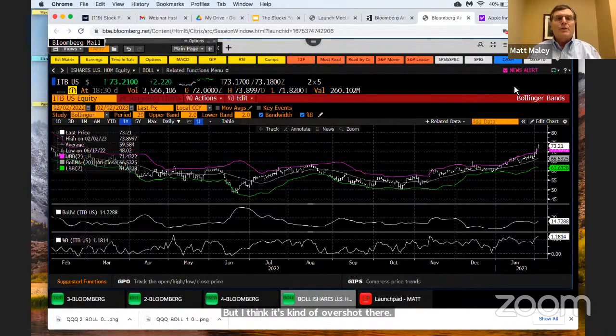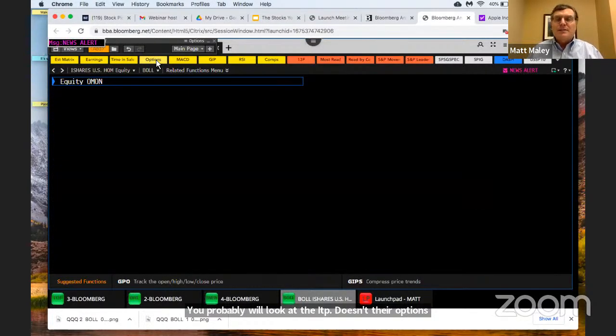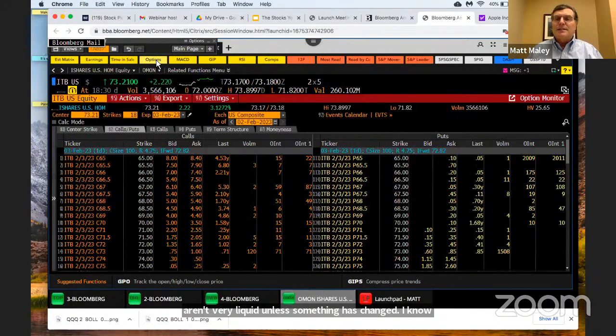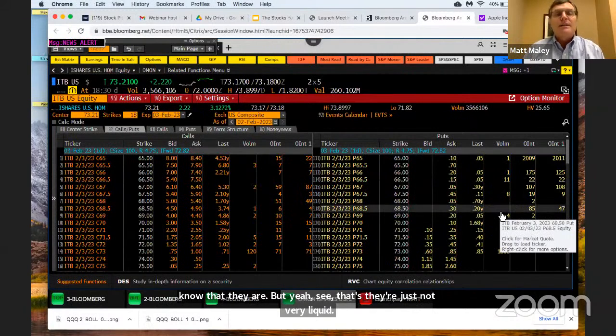If you want to look at options, you probably want to look at the ITB. Their options aren't very liquid, unless something has changed. I don't think they are. But yeah, see, they're just not very liquid. The open interest just isn't very big. But there are individual names we can look at. So that's one where I'm getting worried.